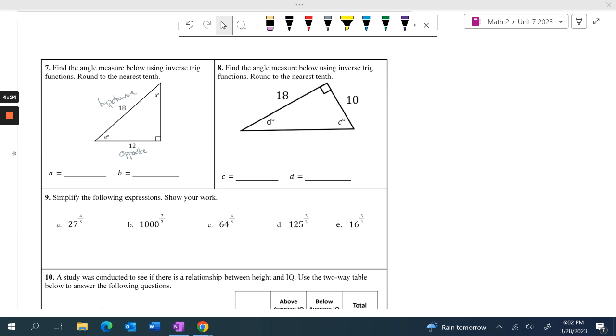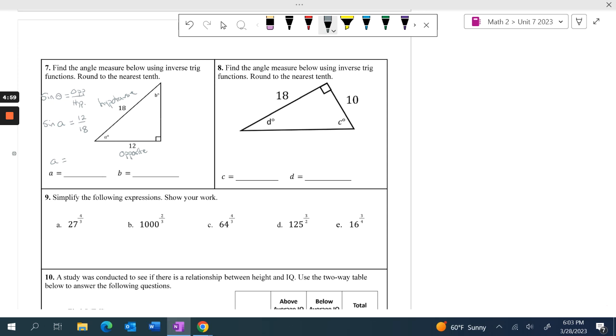This means to solve for a, I'm going to use sine, okay? The definition for sine is sine of the theta angle is equal to the opposite side over the hypotenuse side. Using my diagram, theta is a. The opposite side is 12, and the hypotenuse is 18. So my equation is sine a is equal to 12 over 18. Now, I want to know what a equals.